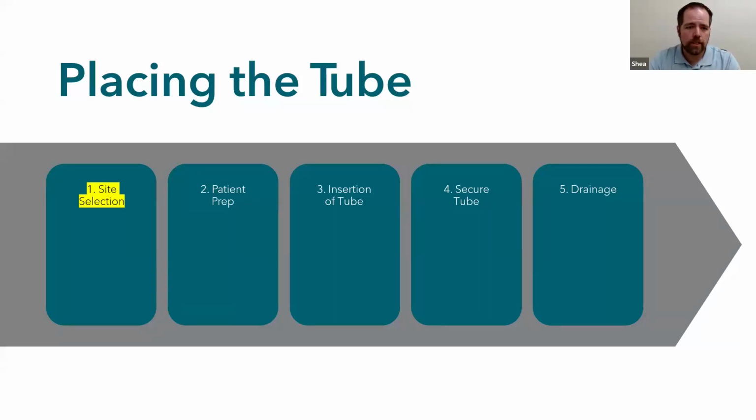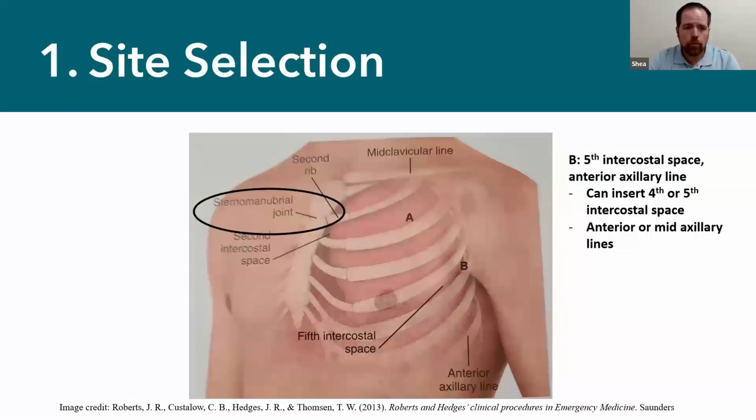So, site selection. On the chest wall, where the sternomanubrial joint, that little notch on your chest, that is where the second rib attaches. So just below that, A here, which is the second intercostal space, that's where we do our needle decompression, which we'll talk about a little bit later. B over here is the 5th intercostal space. So the 4th or 5th intercostal spaces are the typical areas where we're placing a chest tube.